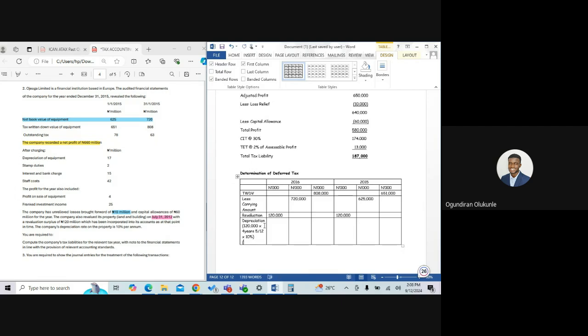It's short of that 5 months, so you shouldn't add. Okay, what I did here is for 2016. So let me do for 2015: 3 years, 5/12 times 10%. So what do you have? Please help me.